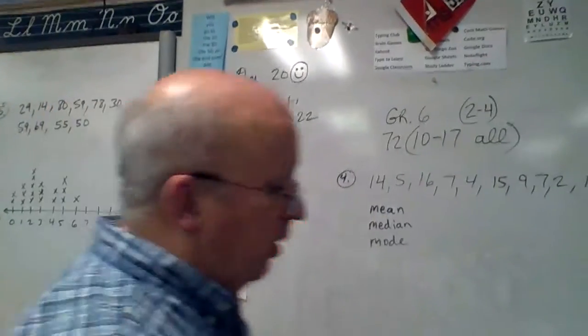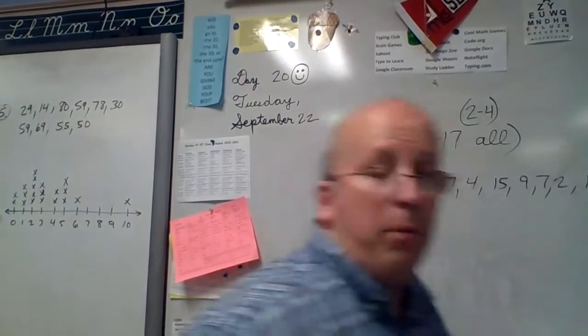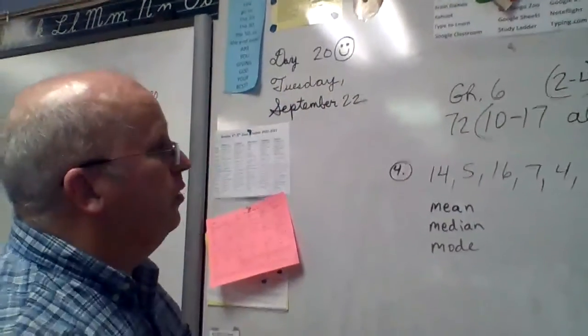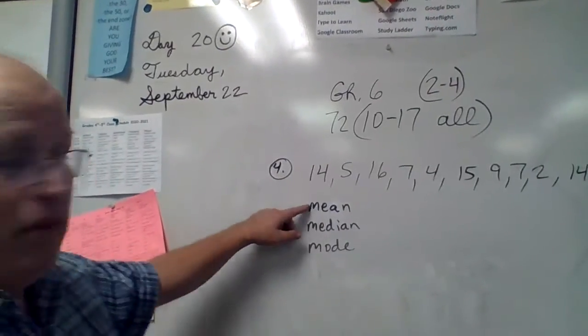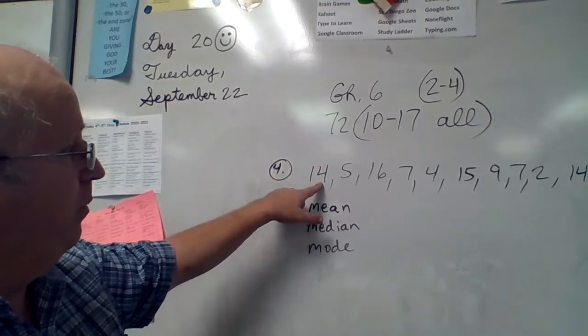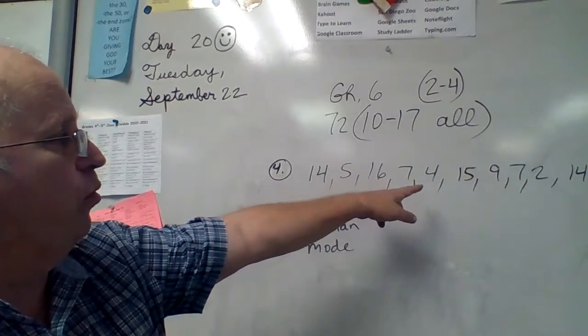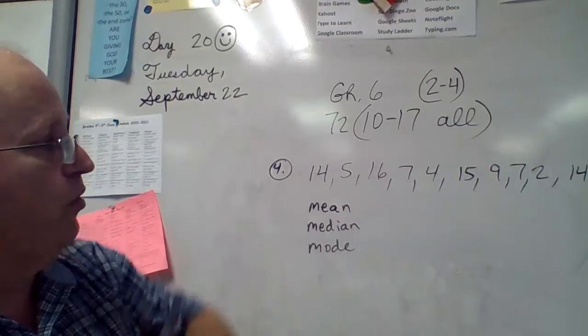Okay, so let's start with problem 4. It's in your textbook on page 71. It's not part of your assignment, but we're going to work through this. And we need to find the mean, the median, and the mode. And the numbers are 14, 5, 16, 7, 4, 15, 9, 7, 2, 14, and 6.